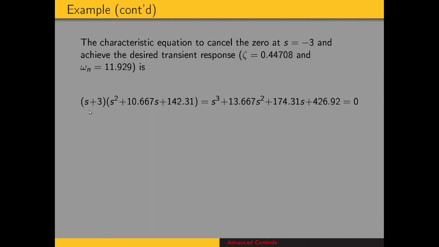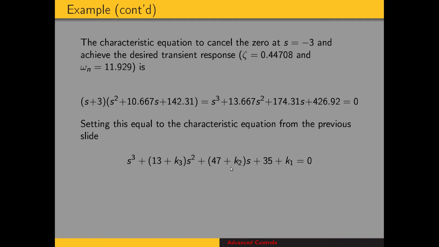We've got s plus 3 to cancel out the 0, and then s squared plus 2 zeta omega n times s plus omega n squared, and we end up with this third order equation. And we want to set that equal to the characteristic equation from the previous slide, and for convenience, it's written here again. So when we set these two equal, we solve for k1 as 392, etc., and this is k sub x. So these are the gains for the controller canonical form state space representation.